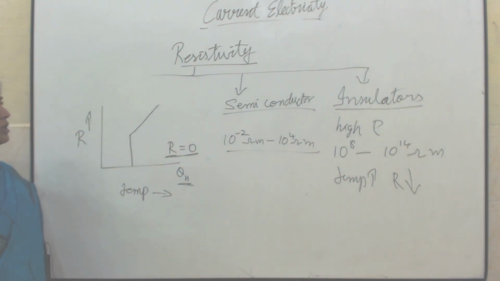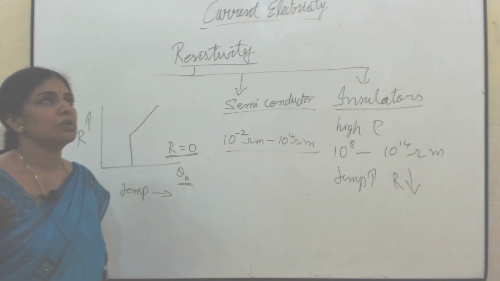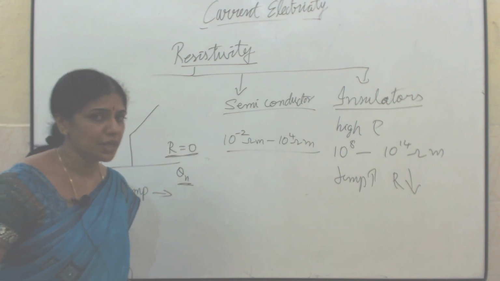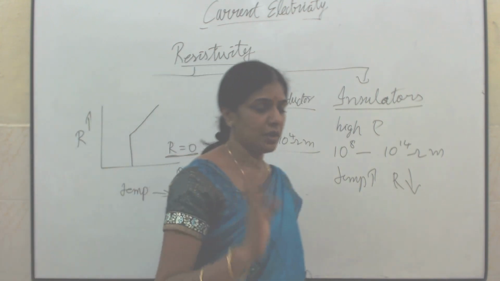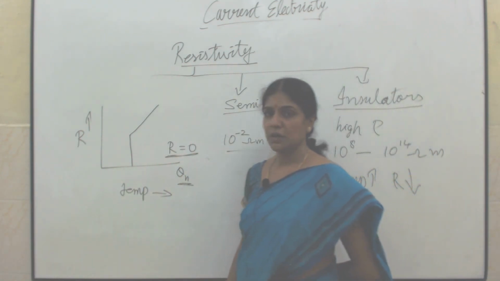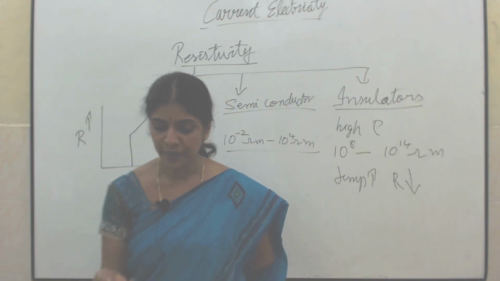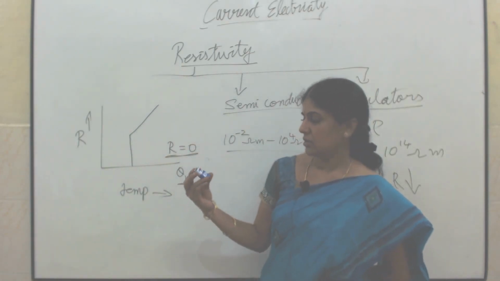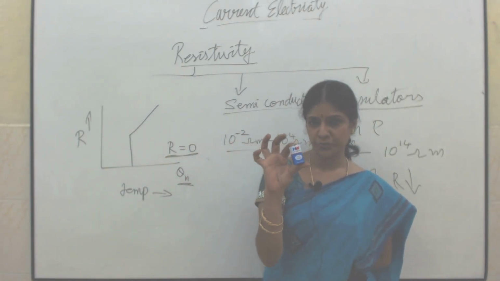So, what we have seen now in this chapter, current electricity. Now, we have seen what is potential difference. The work done in moving the charges from one end to the other end of the conductor, that we call the potential difference. See, I have a battery now. I am saying this battery is of 9 volts.